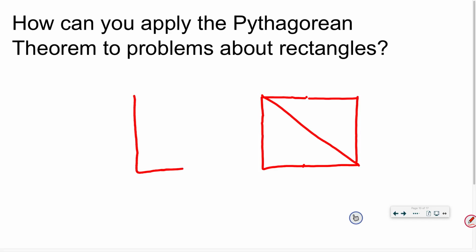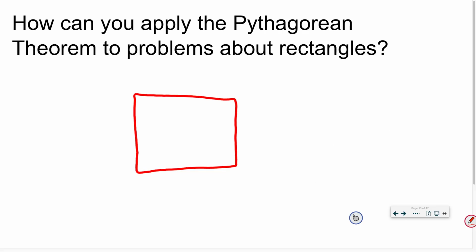Now, do I have to cut it in half? Could I create a right triangle anywhere in that rectangle? What else could I do? I can cut it anywhere. For example, as long as you cut diagonal, did I just make a right triangle? Yeah, even though it's not half of the rectangle, this is a right triangle.